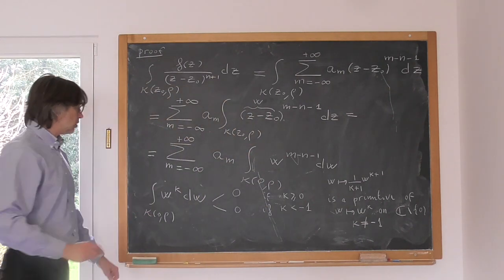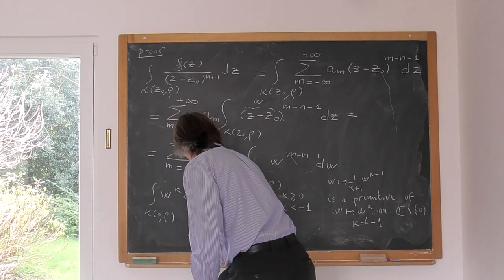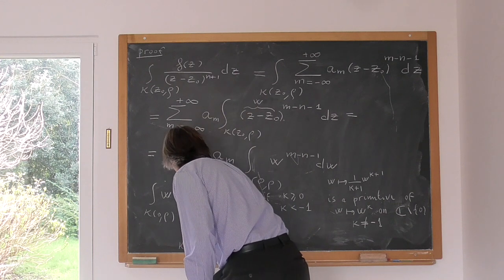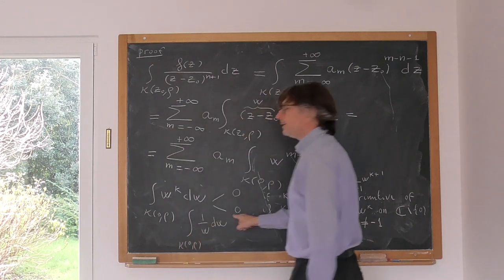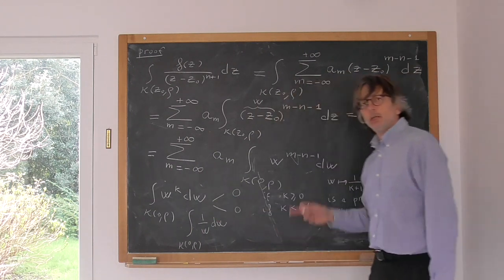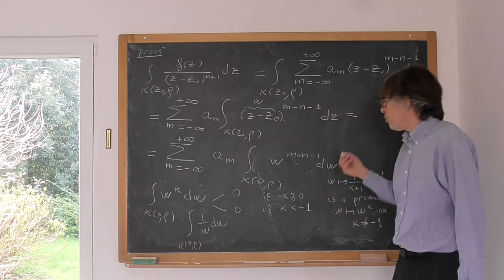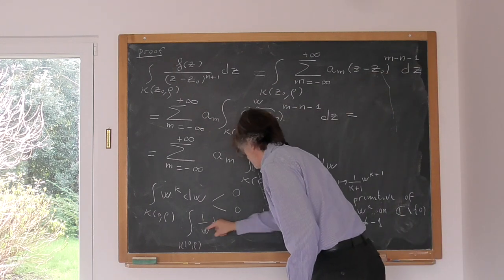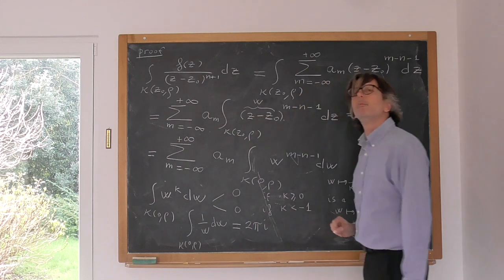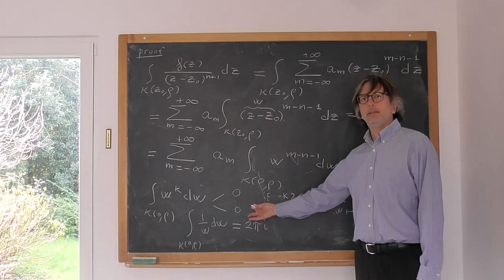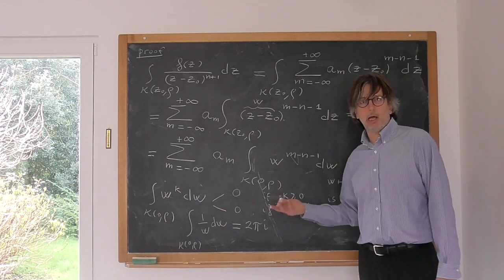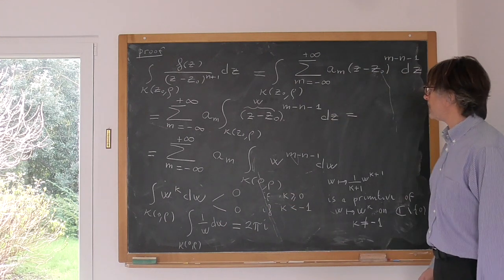And indeed, what is the integral of 1 over w dw on the circle of center 0 and radius rho? This is an integral that you for sure have already computed. You can compute it just using polar coordinates, and you get the usual formula. This integral is 2 pi. Again, the fact that this integral is not 0 also shows that 1 over w does not have a primitive on C minus the origin.